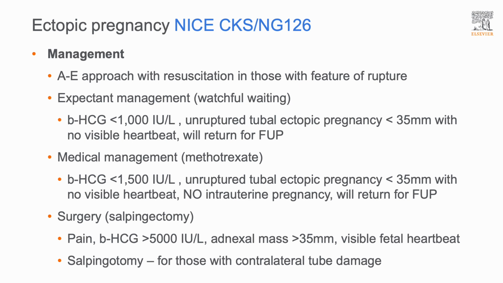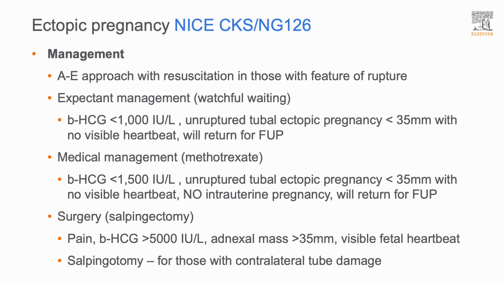Surgical management with a salpingectomy is used for patients with pain, a beta HCG of over 5000, an adnexal mass over 35 millimeters, or any evidence of visible fetal heartbeat. Surgical management is preferred in these cases to definitively remove the ectopic pregnancy with no risk of the pregnancy then further developing and then rupturing, which can be life-threatening.